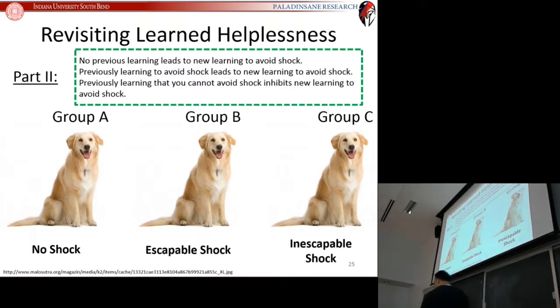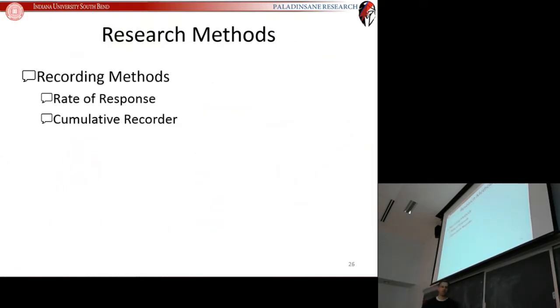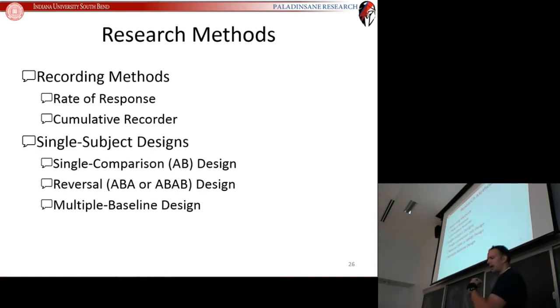All right, any final questions on that before we move on to research methods and the new tools? All right. So again, as I mentioned before, the new stuff we're going to be doing today is we're going to take a look at recording methods, specifically the cumulative recorder. This is a style of presenting information in terms of patterns of behavior that has been used by the psychology of learning. So it's important to know how to read those. And then we're going to take a look at single subject designs.